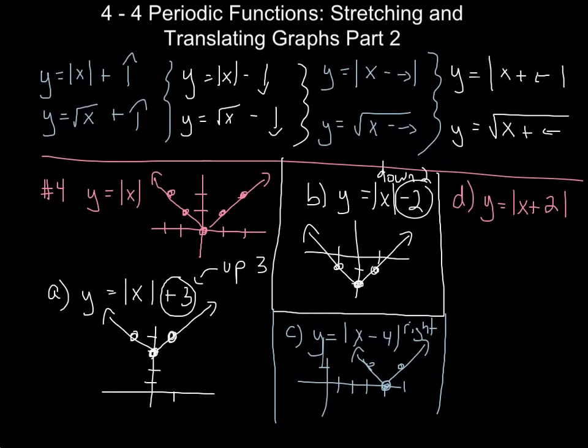Okay, and finally, what about with a plus 2 on the inside? So plus on the inside means I go left. That's a left arrow. So left 2. Let's sketch that. Go left 2. That's where your vertex is. Up 1, right 1. Up 1, left 1. You're probably getting the pattern by now. And boom. So you just did a real basic shift on the absolute value of x in all 4 directions.